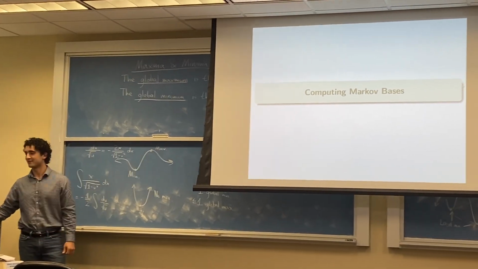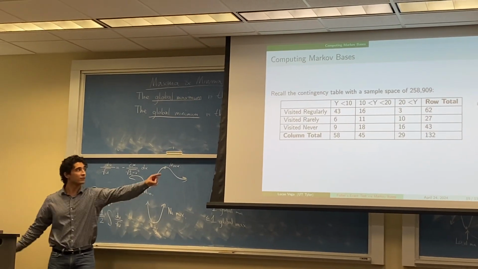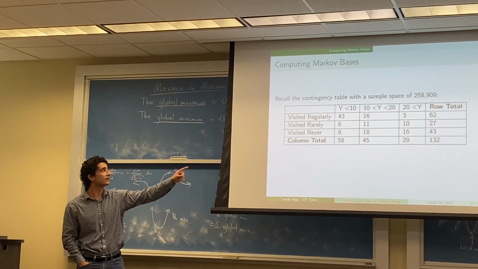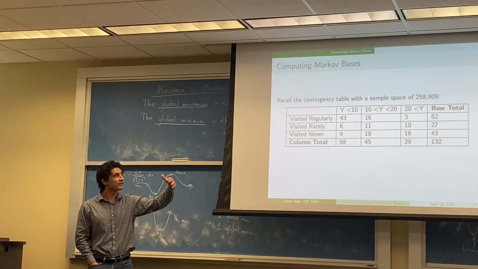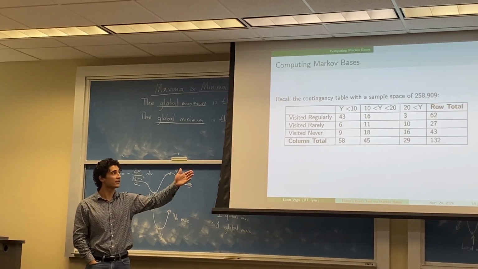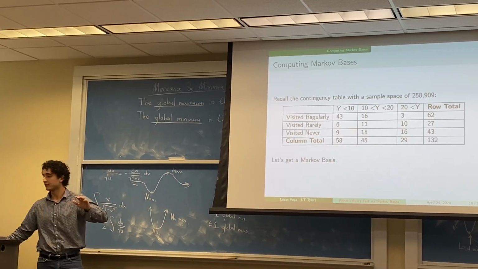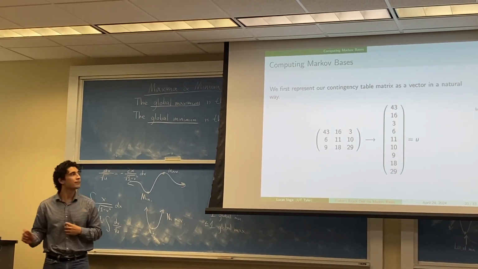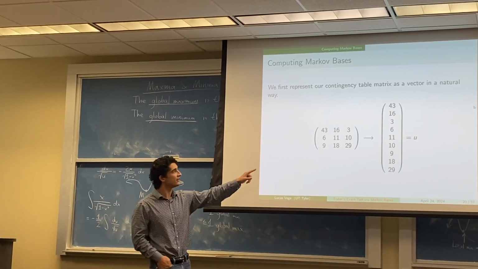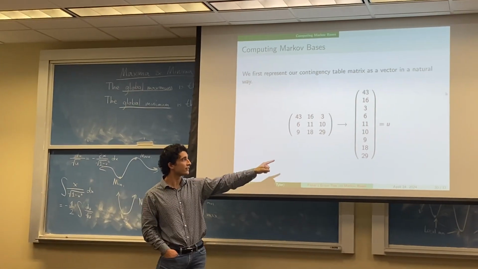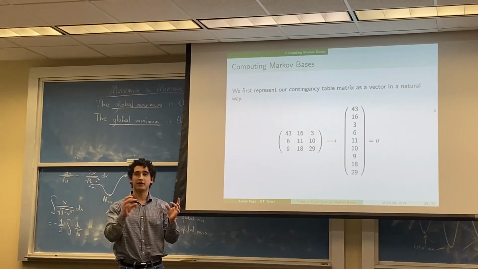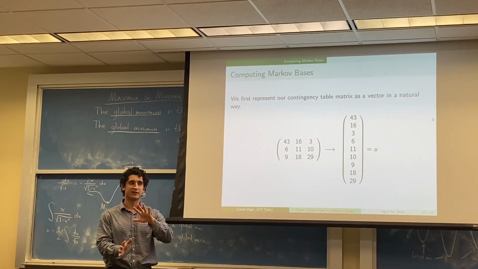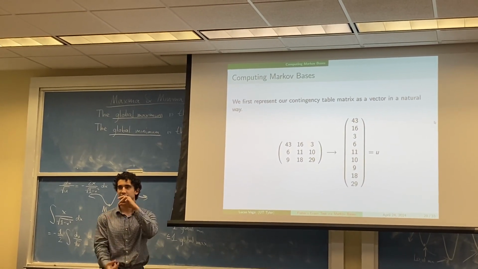Some things may seem random. Okay, this is what we're going to use for our example. This table had 250,000 tables in a sample space of 258,000. We don't want to compute all those tables. Let's get a Markov basis. First, we're going to start by representing our contingency table matrix as a contingency table vector in a natural way. We're just going to take the rows, stitch them together, and make a vector. Hopefully that's clear on how we're doing that. Just we're stitching the rows together.